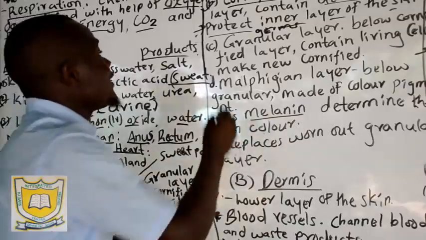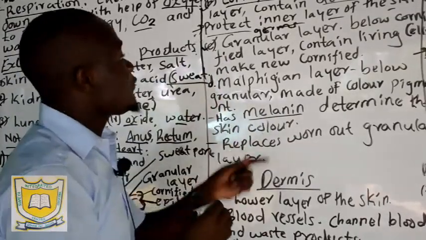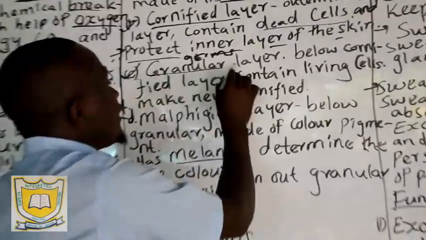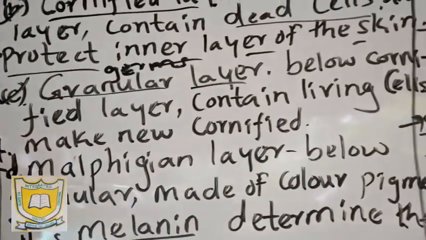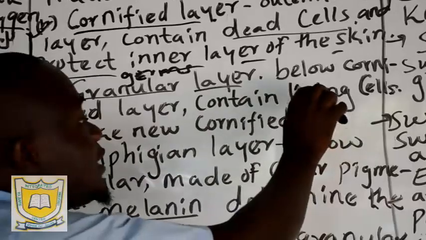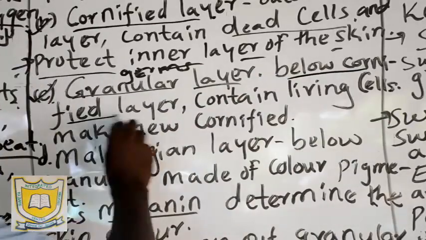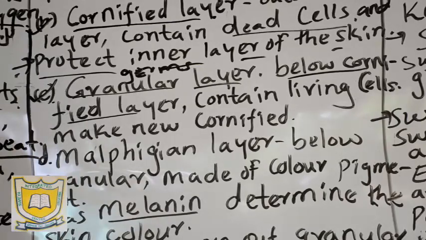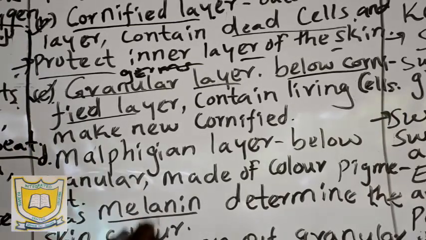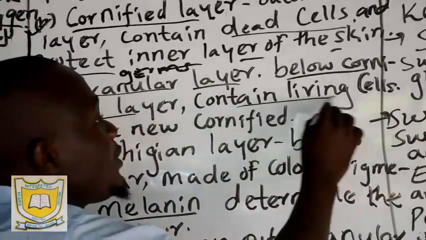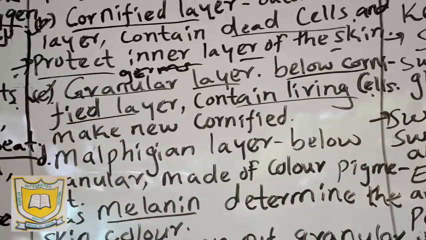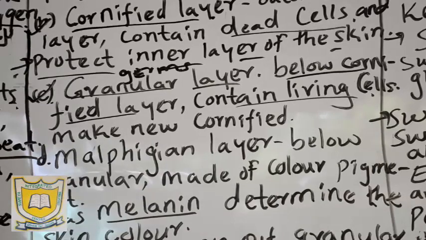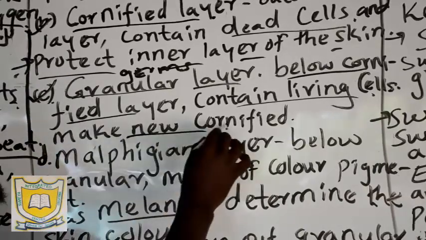Number two, we talk of the granular layer. The first layer is cornified, the second layer is the granular layer. The granular layer is immediately after the cornified layer. That's why we say it is below the cornified layer. What is the function of the granular layer, or what is it made of? It is made of living cells. These living cells make up the new cells of the cornified layer.